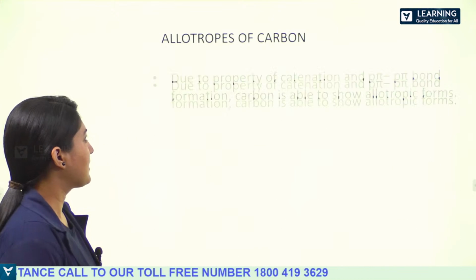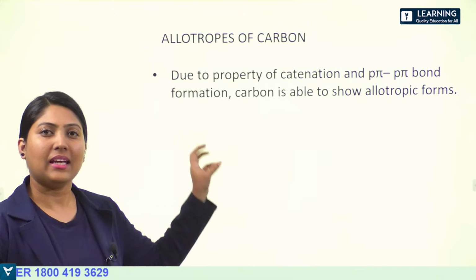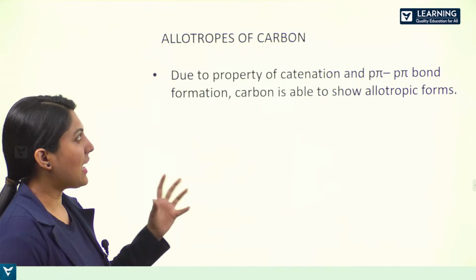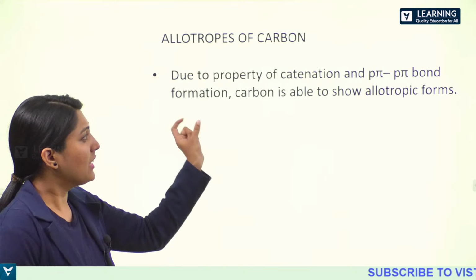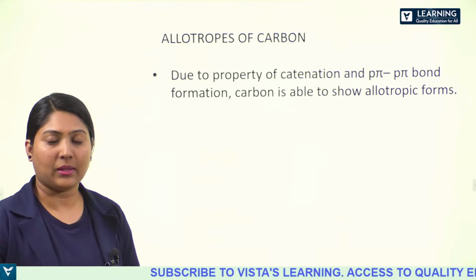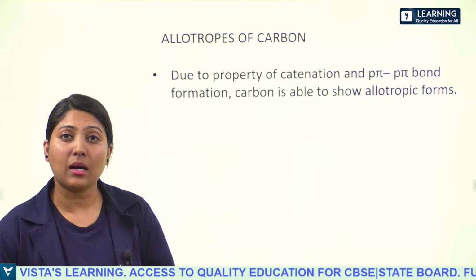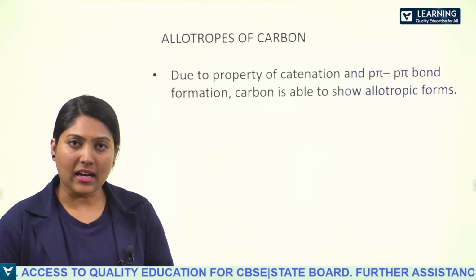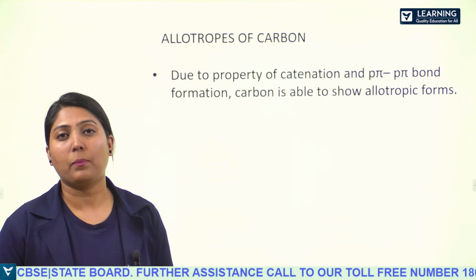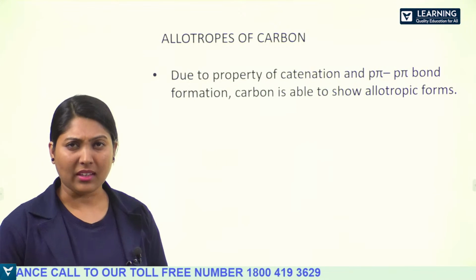The first point here is that due to the presence of p pi-p pi bonds, we have these allotropes form, because of the catenation property of carbon. What do you mean by catenation property? Carbon atom can bind with its own carbon atoms. How many carbon atoms? 4 carbon atoms. So one carbon atom can bind with 4 different carbon atoms, and that property of binding to its own atom is called catenation.